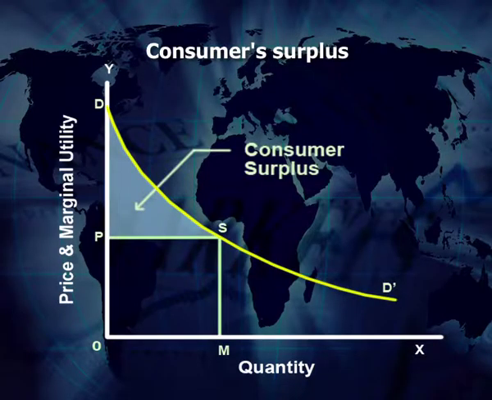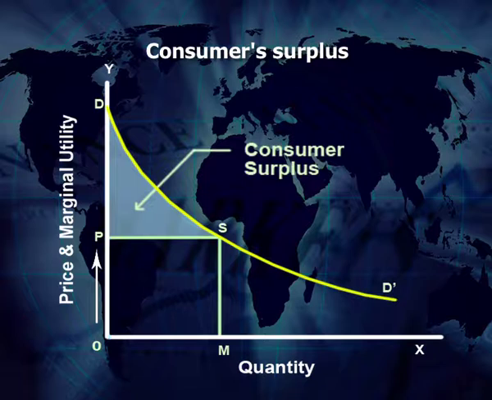Let us understand consumer surplus with the help of a diagram. In this diagram, we can see that on the x-axis we have taken quantity, and on the y-axis price and marginal utility are taken.